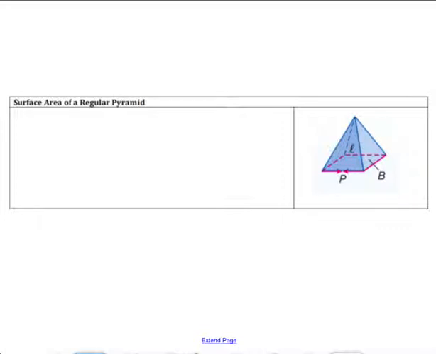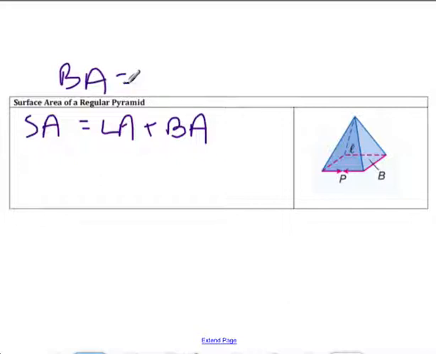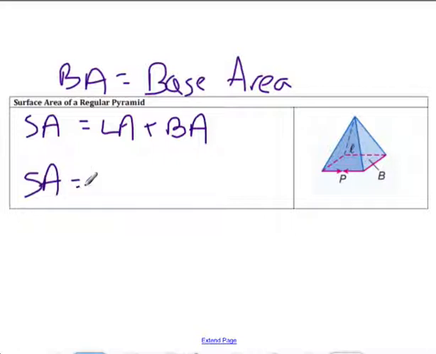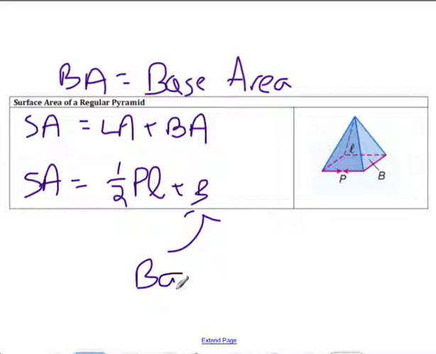All right, so how do we calculate the surface area of a regular pyramid? Well, the surface area is going to be equal to the lateral area plus the base area. Maybe make a note to yourself that BA doesn't represent a naughty word, it represents base area. So to calculate the surface area, let's plug that into the formula. We're going to have 1/2 times our perimeter times our slant height plus B. And in this case, we're going to use B to represent the base area.